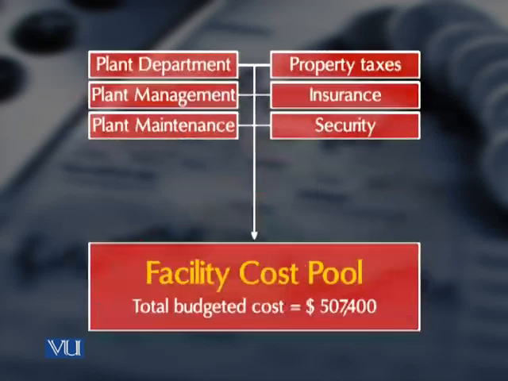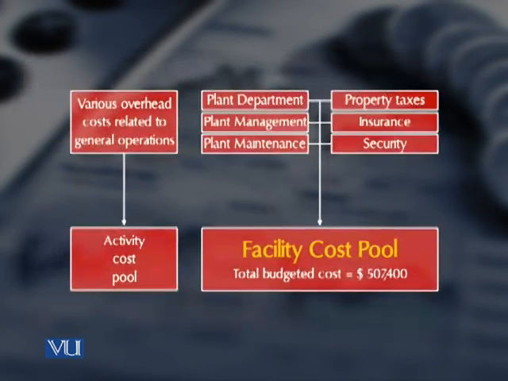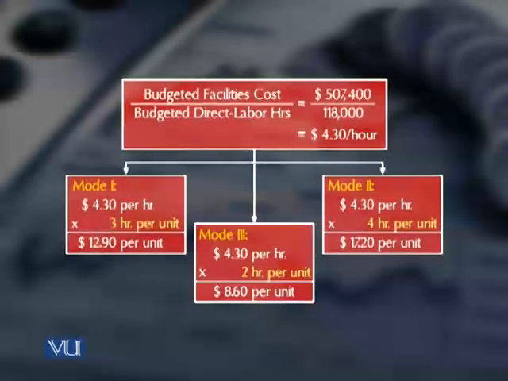Then the next is the facility cost pool. In this facility cost pool, we have the plant department, plant management, plant maintenance, property taxes, insurance, security, and so on. This is included in one cost pool, the facility cost pool. The total cost allocated is 507,400, and the rate is going to be calculated on direct labor hours. So 507,400 divided by direct labor hours. If we divide this total cost by 118,000 hours, the rate comes to 4 rupees and 30 paisa.